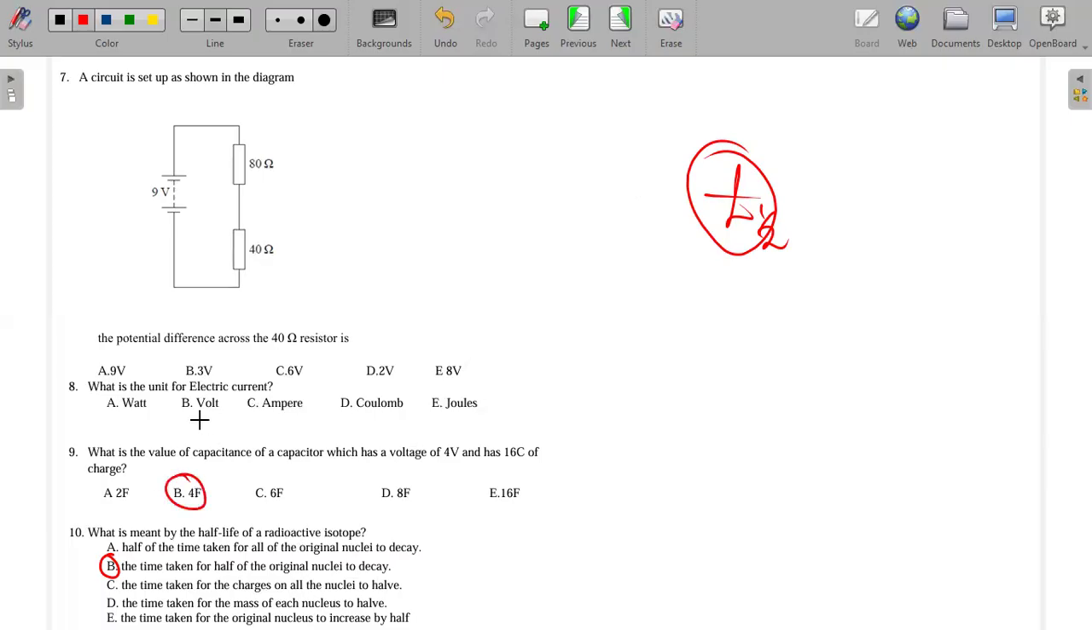All right, so here we found 4, here we found ampere, here we found 3, like that. So this is it about section A, which only contained multiple choice questions. As simple as that. Let's move on to section B.